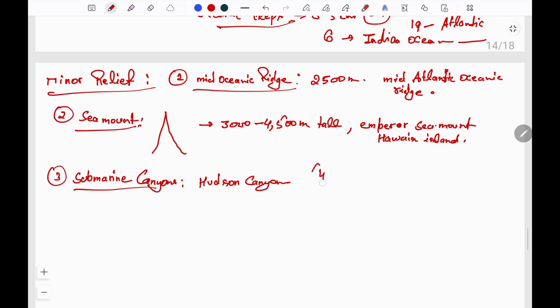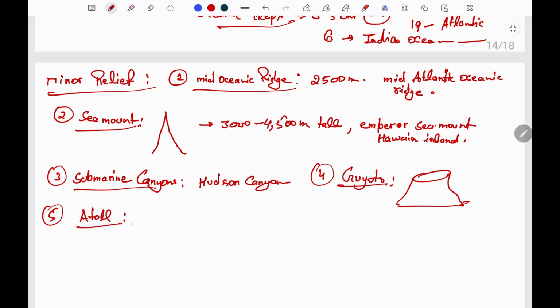Next comes the Guyots. So these are flat-topped seamounts. Next one is atoll. They are the low islands found in the tropical oceans that consist of the coral reefs and are surrounded by a central depression. These are the atolls.